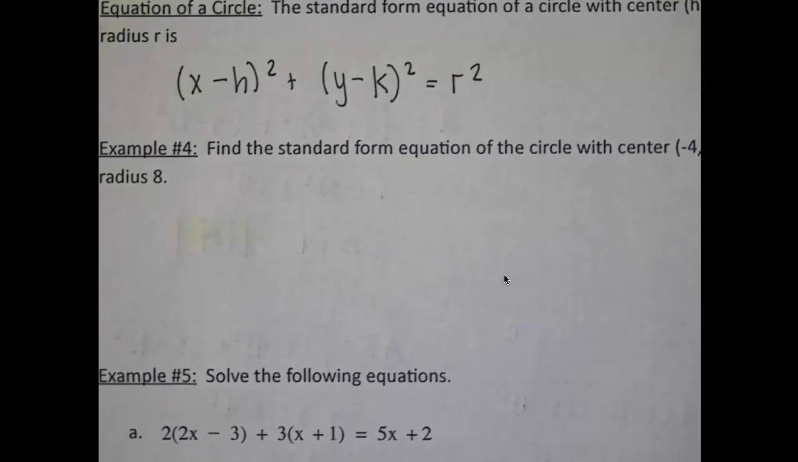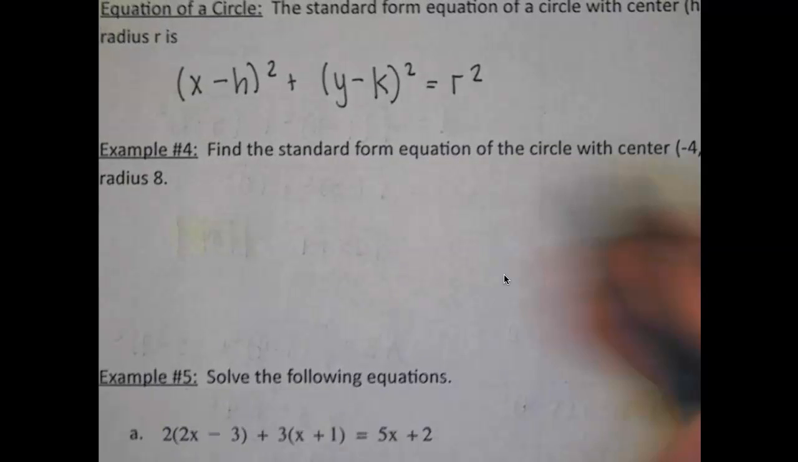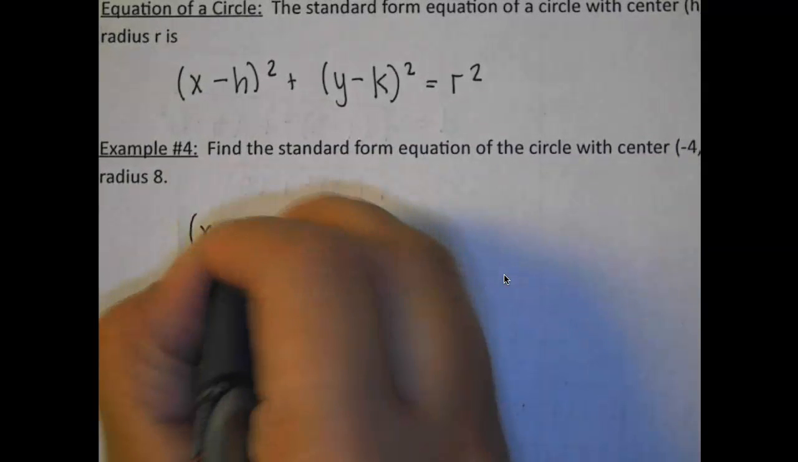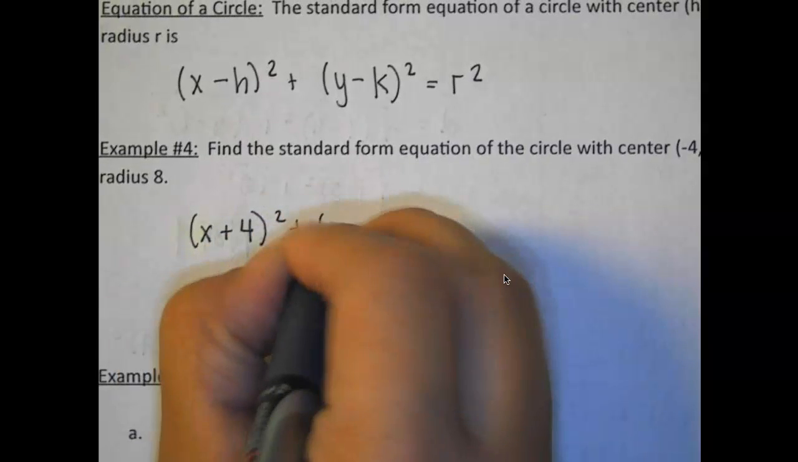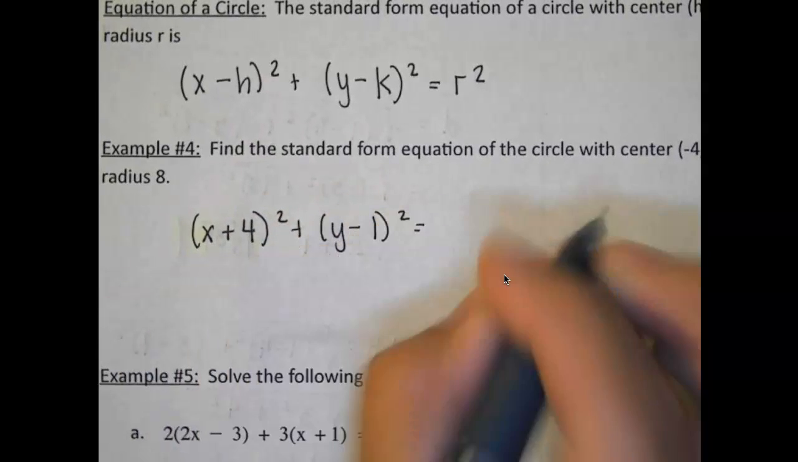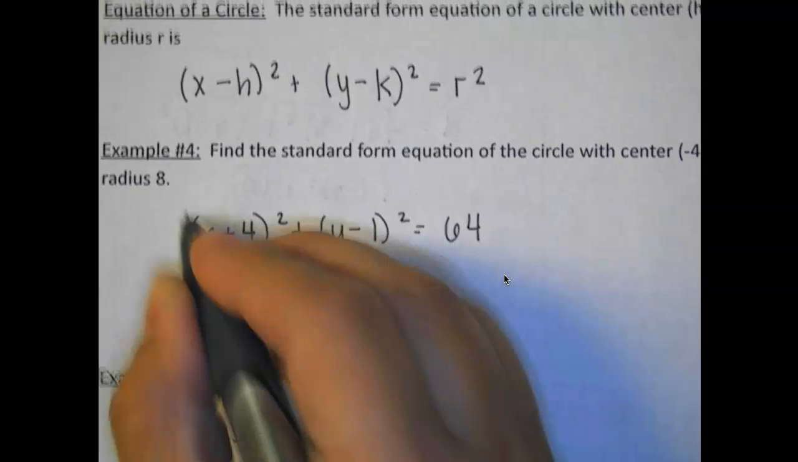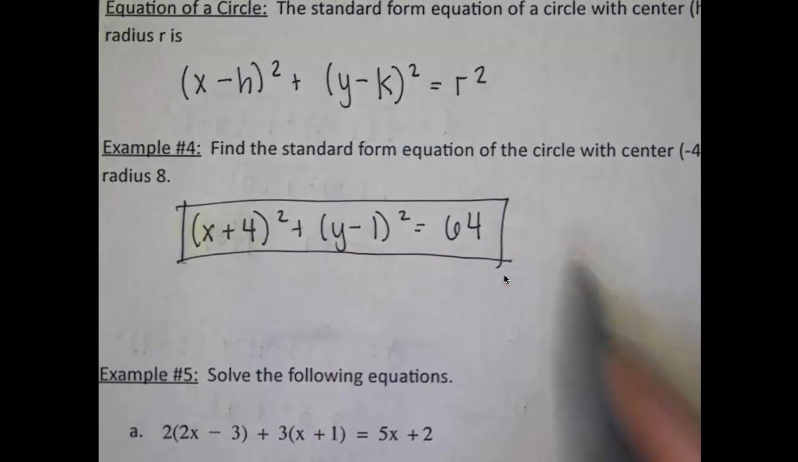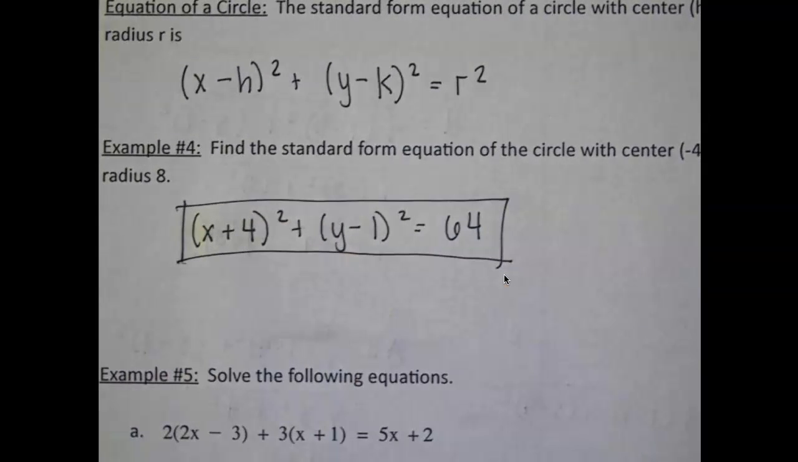Alright, ladies, everybody got it? Would anyone like me to go over it? Okay. So the answer here, (x plus 4) squared plus (y minus 1) squared equals 64. Likewise, you should be able to take an equation in standard form and figure out what the radius and the center is from that equation.